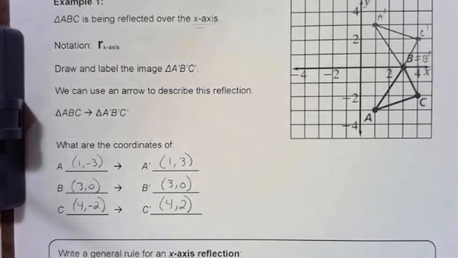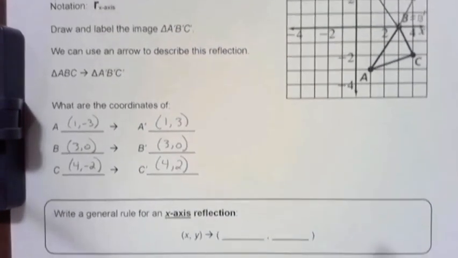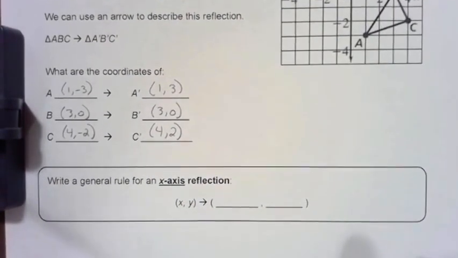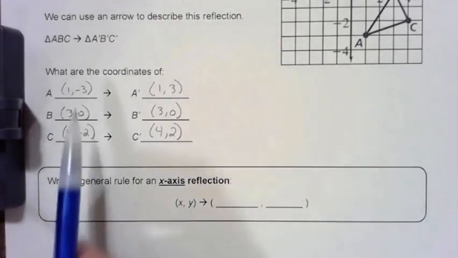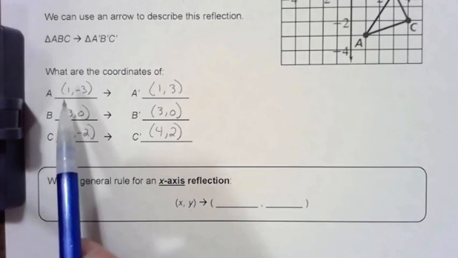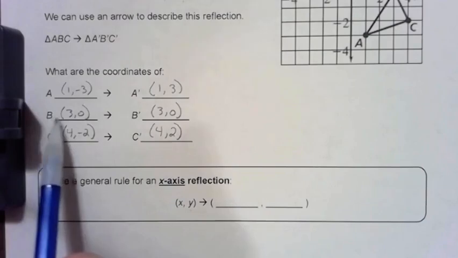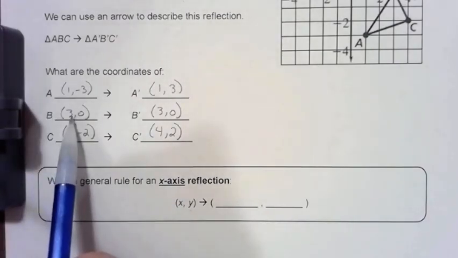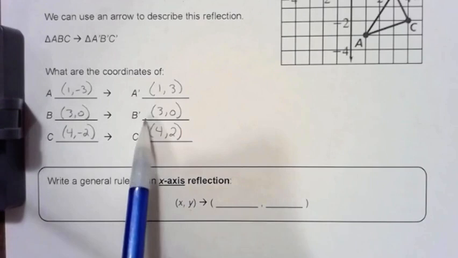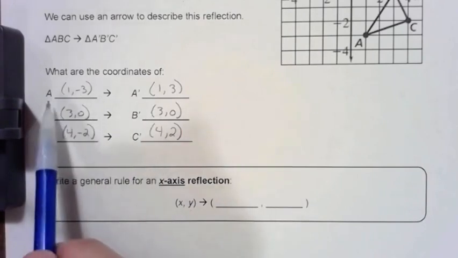Okay, now write a general rule for a reflection in the x-axis. If you take any point x comma y, where is its image going to be when you reflect it over the x-axis? Well, we can come up with this rule if we investigate how the coordinates change for A and A prime, B and B prime, C and C prime. Now notice for point B, since point B was originally on the x-axis and we were reflecting over the x-axis, it didn't change. So we're actually going to see how A and C changed.